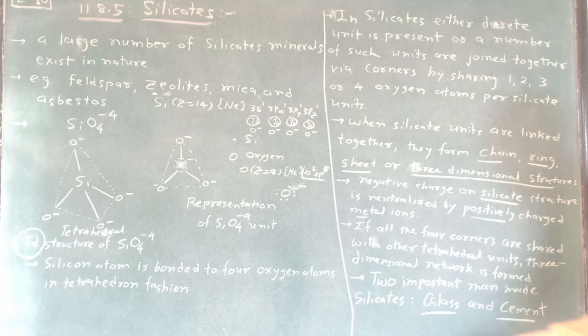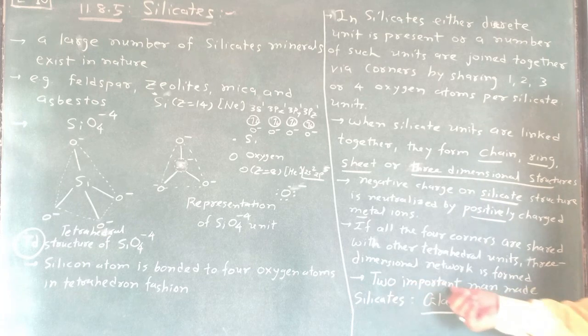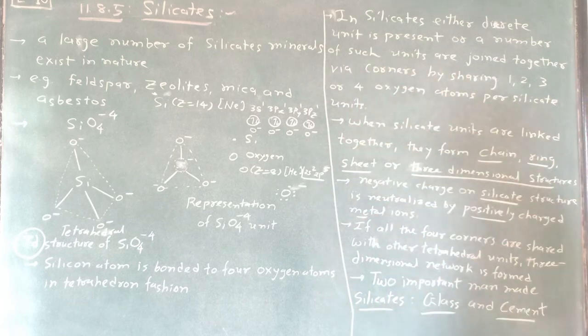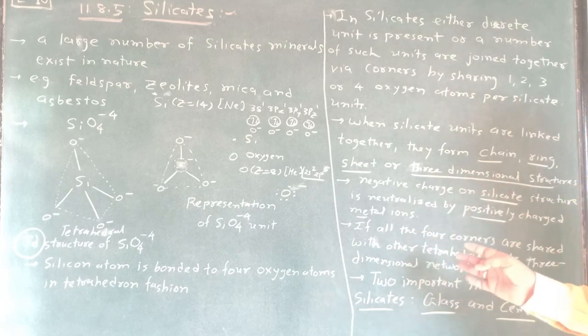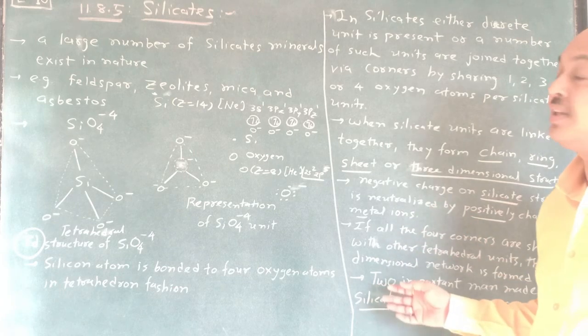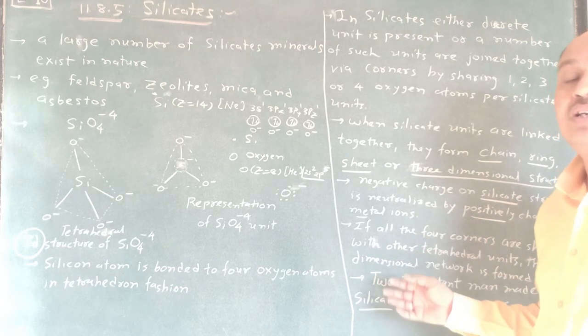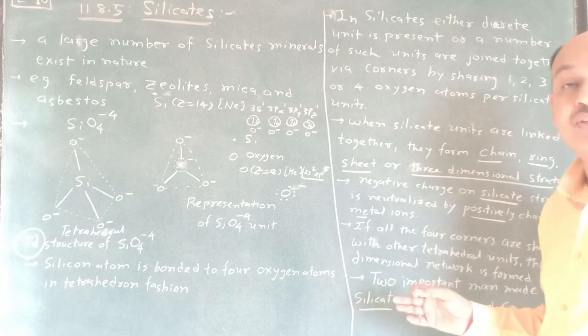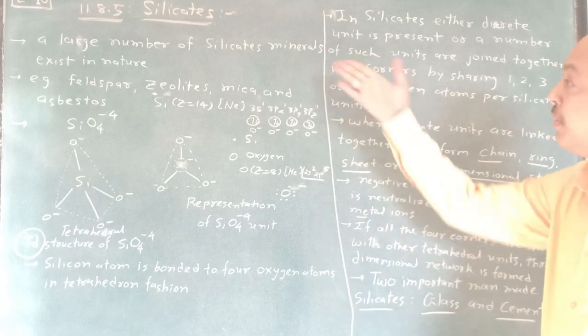Two important man-made silicates that we discuss are nothing but glass and cement. Remember, it's not from nature, but glass and cement are two important man-made silicates. So this is all about silicates. Now we switch to the last topic of your chapter, and that is nothing but zeolite. It's very important. You also learned it in chapter number 9, hydrogen, in softening of water. Might be you learned this, zeolite. So this is all about silicates.